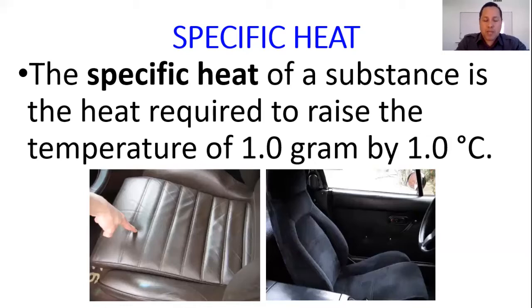All right, the answer to that question has to do with how a material reacts to heat. Specifically, we're talking about the specific heat of the material. A substance like leather would have a very small specific heat. That means that only a small amount of energy will heat it up. On the other hand, the cloth seat would have a very large specific heat. That means you need a lot of energy to get it to heat up. So that's why you feel that temperature difference.